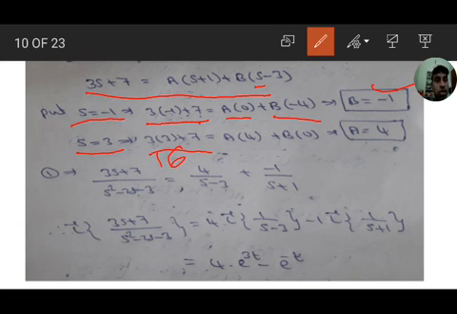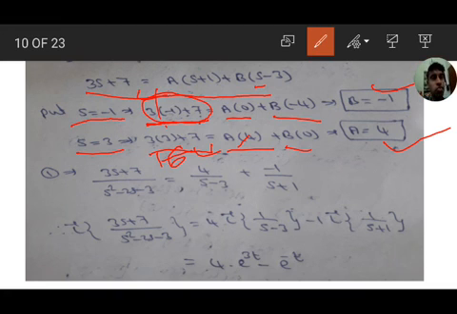This value is 16. So a into 3 plus 1 is 4, and b into 3 minus 3 is 0. This 4 and 16 give a equal to 4. Here also, 3 into minus 1 plus 7 means this value is 4, and this 4 cancels, we get b equal to minus 1. The b value is minus 1 and the a value is 4.